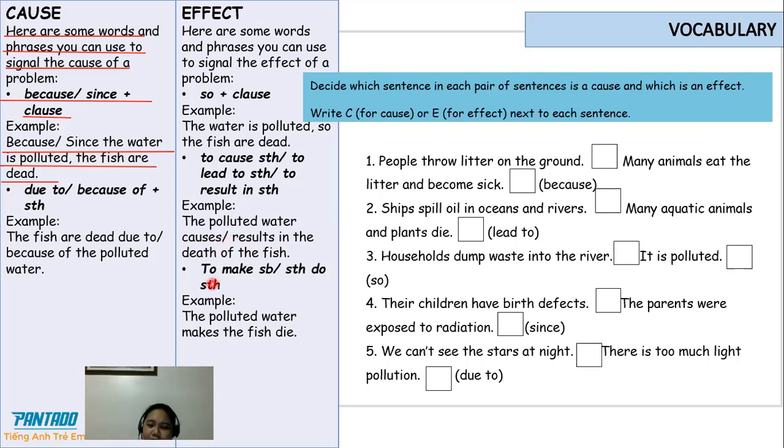Okay. And we also have the last one, to make somebody or something do something. For example, please read. The polluted water makes the fish die. Okay, so we have boxes after sentences. Can you please write C for cause and E for effect? And after that, you are going to read this, okay? Yes.